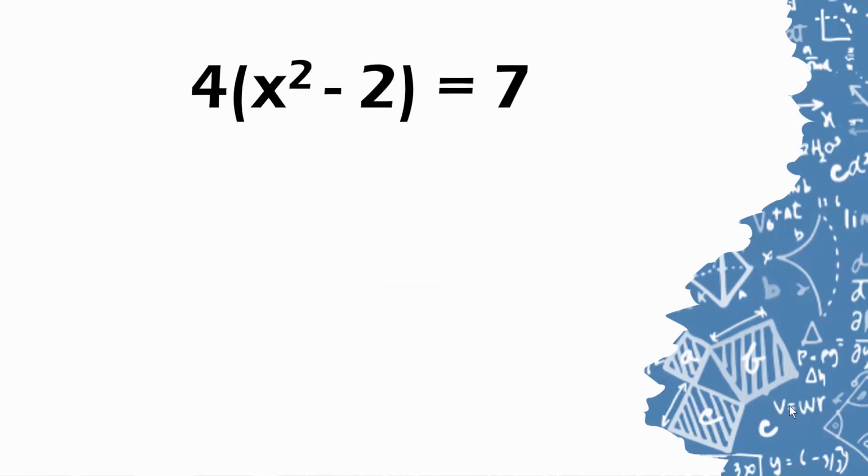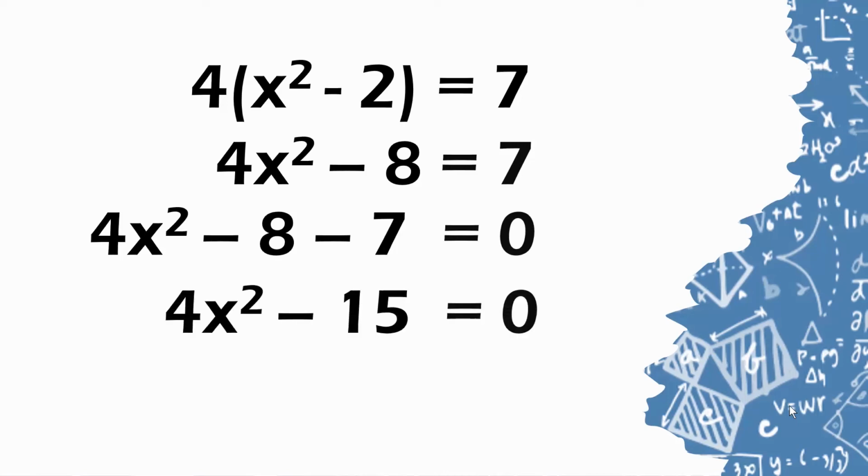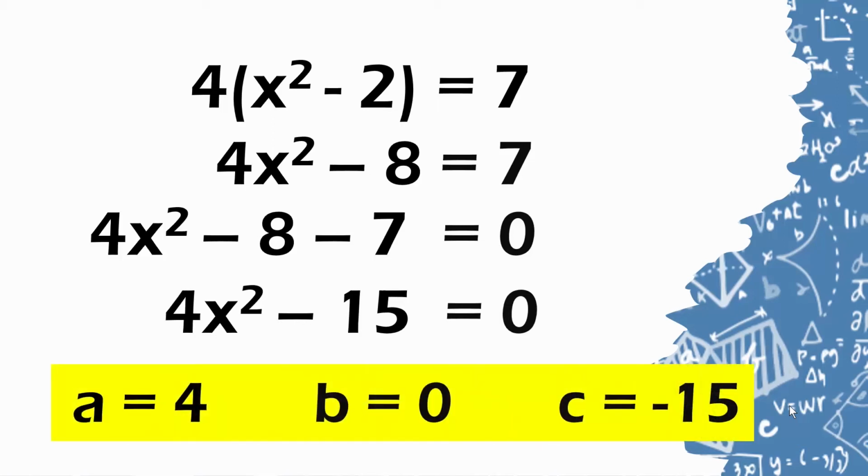For our next example, we have 4 multiplied by the quantity x squared minus 2 equals 7. Applying the distributive property, 4 multiplied by x squared will become 4x squared. 4 multiplied by negative 2 will become negative 8. Then that is equal to 7. We have here now 4x squared minus 8 minus 7 equals 0. Simplifying it further, we have 4x squared minus 15 equals 0. Then finally, a equals 4, b equals 0, and c equals negative 15.